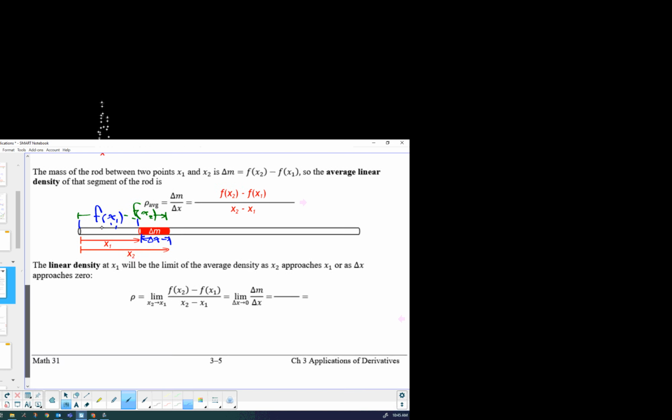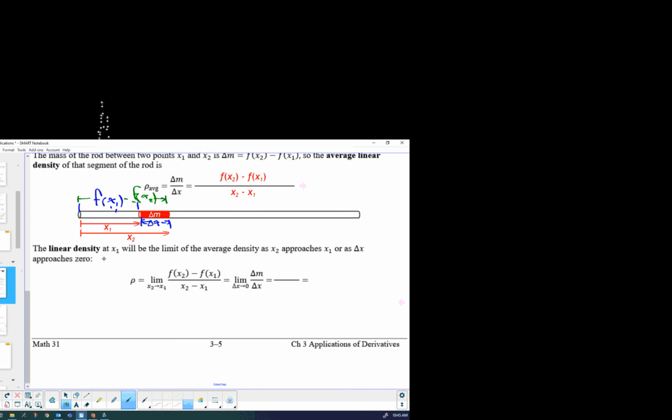So if we get the idea down, then if we're looking for the linear density, that's considered the instantaneous density at some point in the line. So we're going to do the limit as x2 approaches x1. So as this delta x gets smaller and smaller and becomes infinitely narrow, we can say, what's the density at that point in our rod? So we're doing the limit, but if we just do the limit as delta x goes to 0 of delta m over delta x, that's a derivative, right? So that is just dm/dx, which is f prime of x.